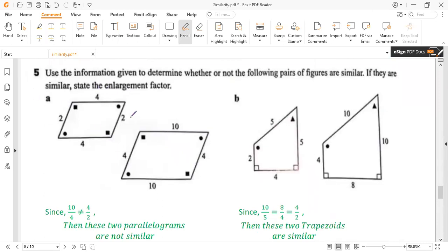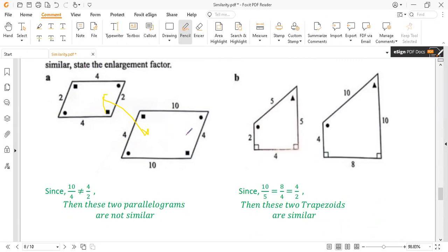For example, they give us two figures and ask if these two figures are similar or not. It is easy to know this. We have two parallelograms here, with sides 4, 4, 10, 10 and 4, 4, 2, 2. It is sufficient to say that 4 over 2 is equal to 2, but 10 over 4 is different from 2. Because the lengths of the corresponding sides are not in the same ratio, these two parallelograms are not similar.